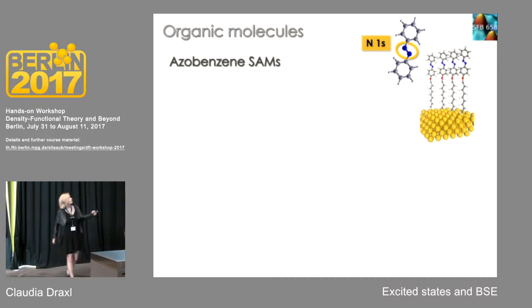What we have here is azobenzene. Azobenzenes are interesting because they are prototypes for molecular switches. So we have these two carbon rings, with a nitrogen bridge here. And if you shine light onto these molecules, they will change their structural conformation. And if you shine light with a different frequency, they will change back to this shape. So this is very interesting for organic electronics. You may use them as switches in devices.